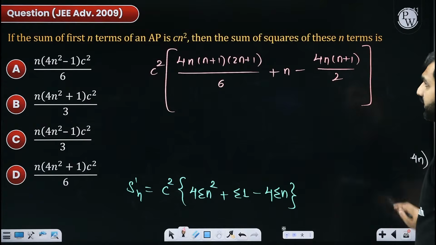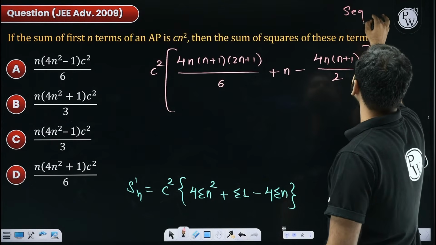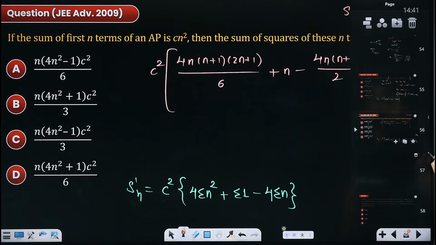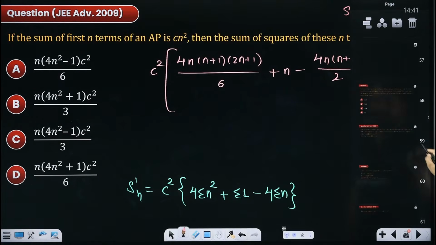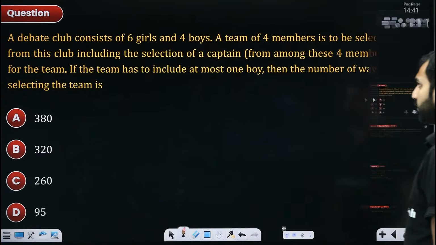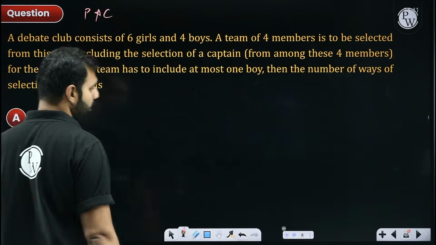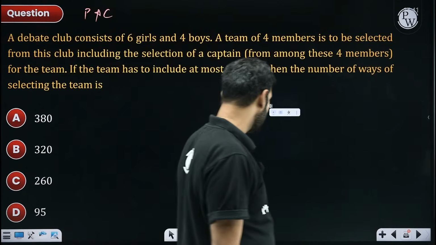Now, this clearly was a standard, decent question on sequence and series, and such questions are asked by JEE Advanced. You got to crack those questions with simple logic and understanding. Here comes the next question. This is a question from P and C, a simple, absolutely doable question. Let's see how many of you crack it.